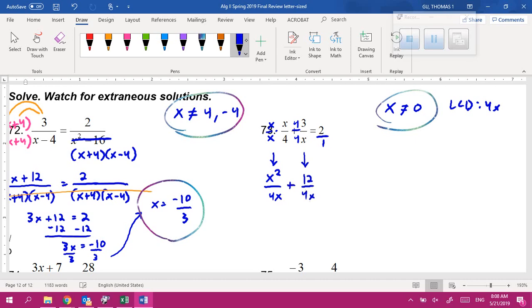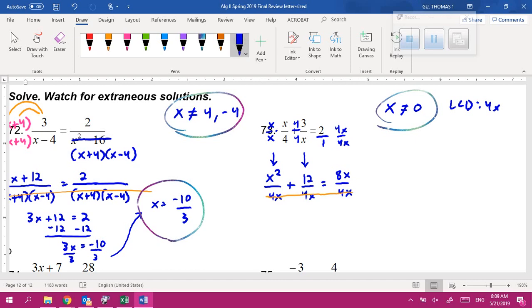There's a plus sign, right? So plus equals, and what do I need to multiply 2 over 1 by to get 4x? Right, 4x over 4x. And so what is this? 8x over 4x. Okay, so that's my new equation. X squared over 4x plus 12 over 4x equals 8x over 4x. All the denominators are the same. What can I do with that? Cancel the denominators out. Boom.